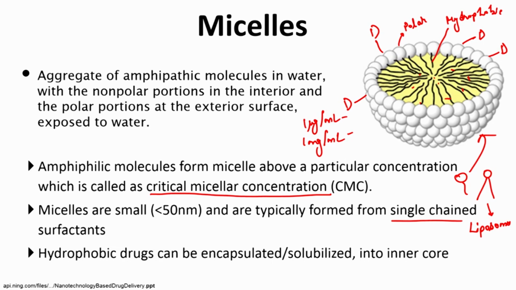Another major difference between micelle and liposome is the size itself. As we discussed, liposomes you can make anywhere from 100 nanometer all the way up to a few microns, whereas micelles are formed by self assembly of very small molecules, so typically the size of the micelles is small and below 50 nanometer. Typically you will find them in the literature to be about 10 to 30 nanometer.